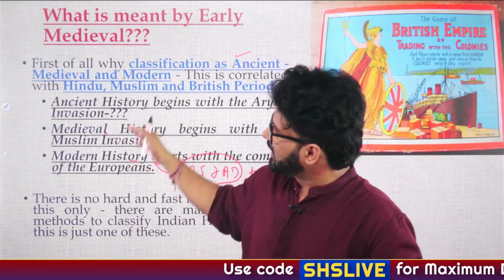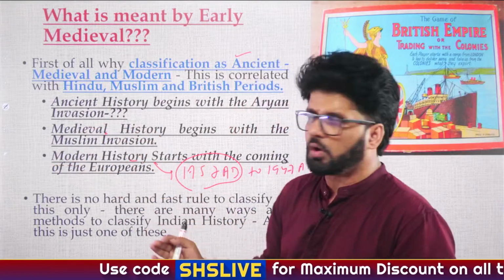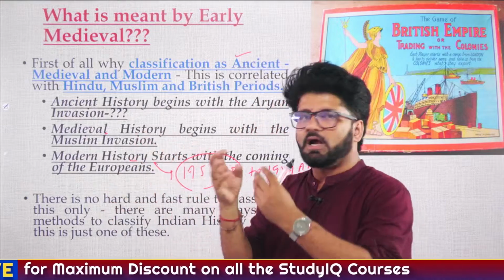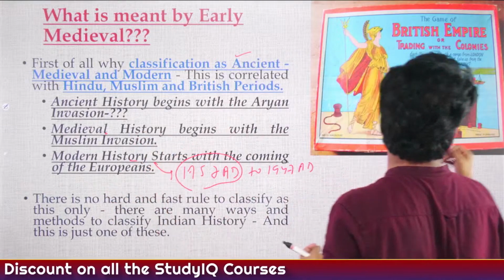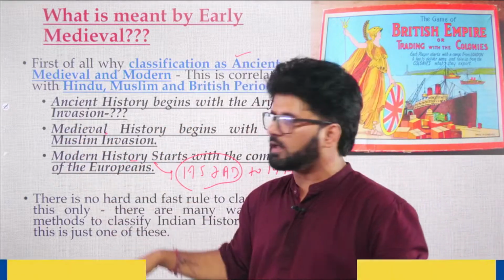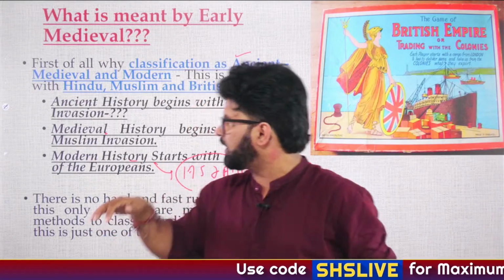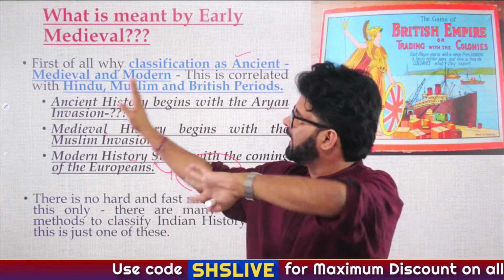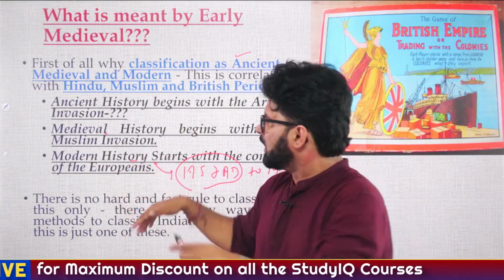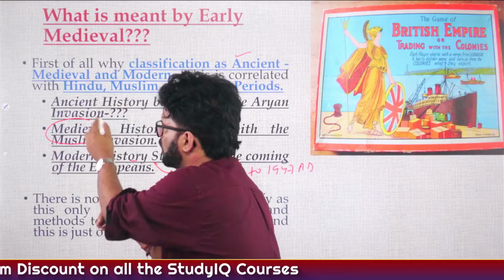So all these classifications, ancient history, medieval history, modern history, we are reading from a British perspective. This is a colonial legacy. You have to understand this. This whole classification of ancient, medieval and modern is a colonial legacy. So be ready if in future some government comes and changes this whole definition of ancient, medieval and modern history.